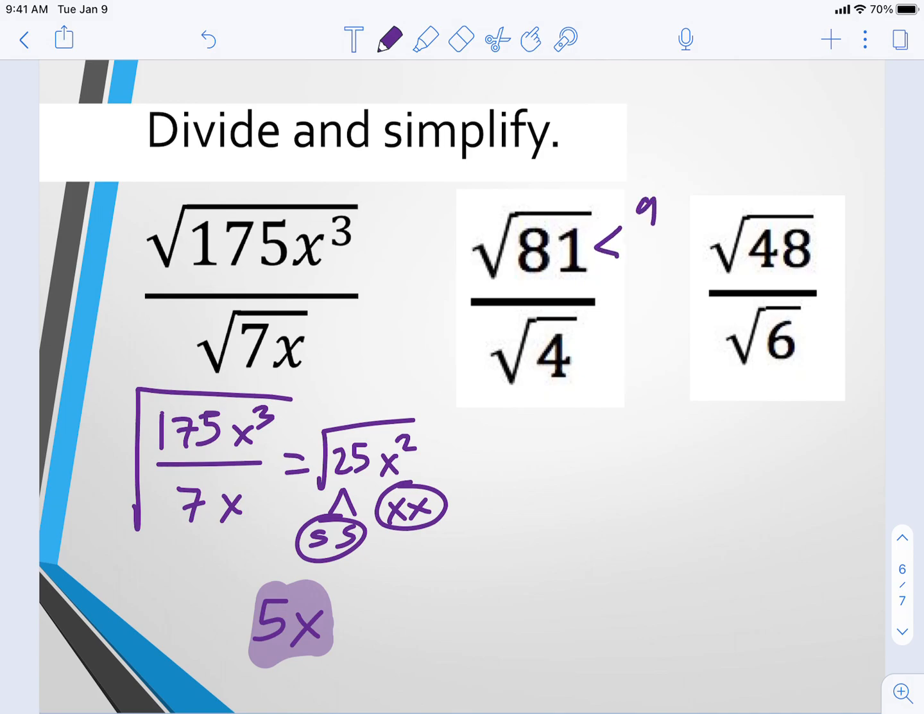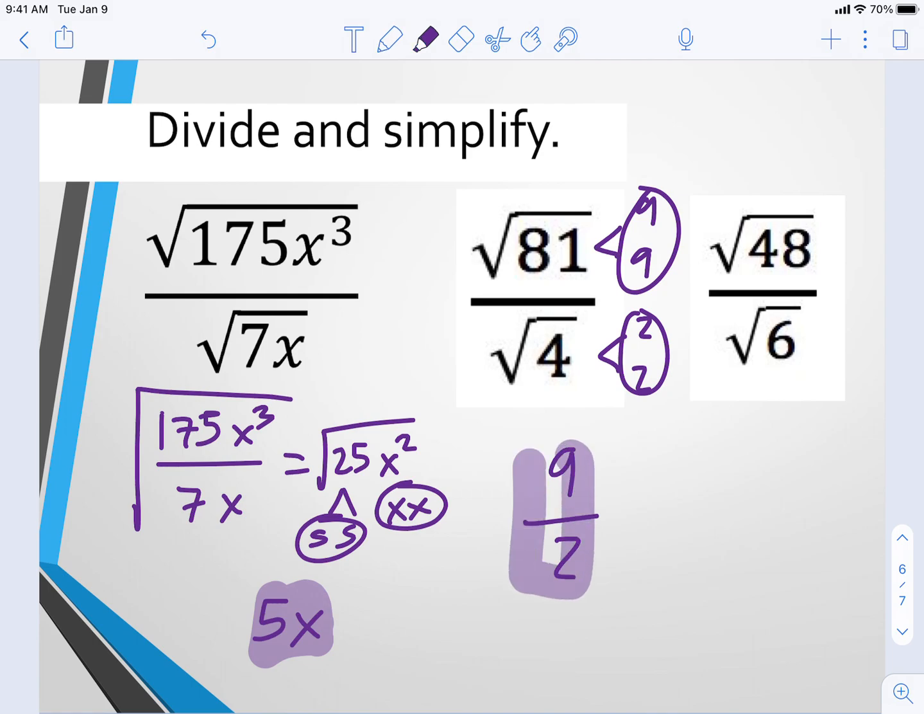Okay, with the second one, I notice that 81 and 4 are both perfect squares. If I factor those out, it's 9 and 9 and 2 and 2. I almost wrote 4 and 4. And so the top simplifies to just 9, the bottom simplifies to just 2, and then boom, I'm done.